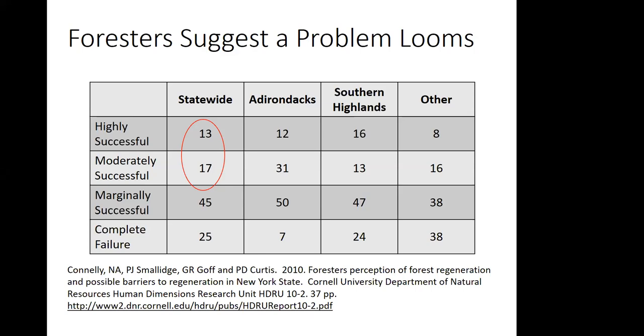And we worked with the Human Dimensions Survey Unit at Cornell, and we did a survey of foresters, and we asked them this question: the last time you were in a woodlot or in a forest that should have regenerated, did it regenerate? And you can see that only 30% of the foresters reported a highly or moderately successful regeneration. So that means that 70% of the forest that they had been in that should have regenerated did not regenerate. So that really made us think, what is it that we're dealing with and how are we going to manage these problems?